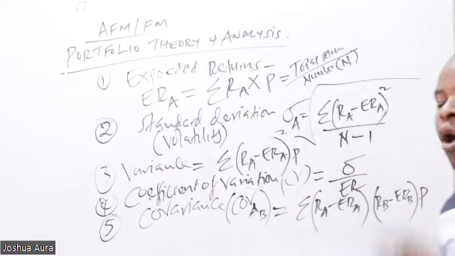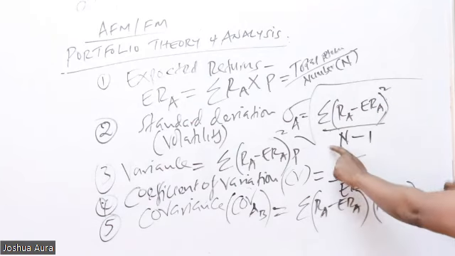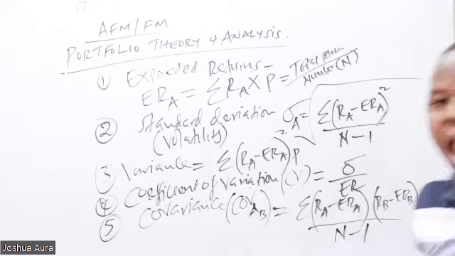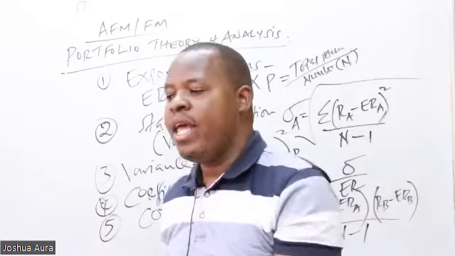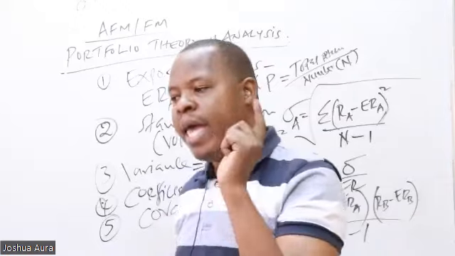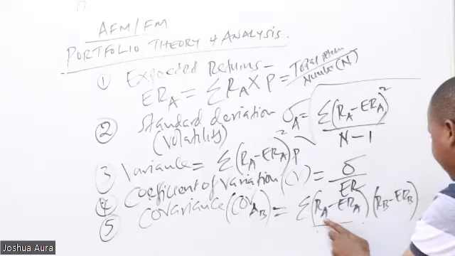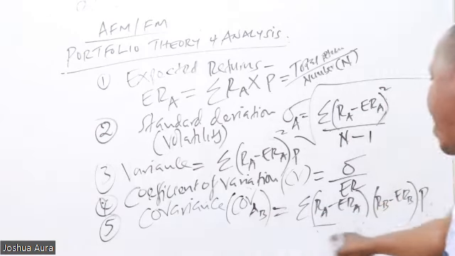Now, also, the examiner may not give you probability. This P may not be given. You do the same as in standard deviation. You divide by n minus 1. But now let's assume we have been given probabilities. So this is how you get covariance.